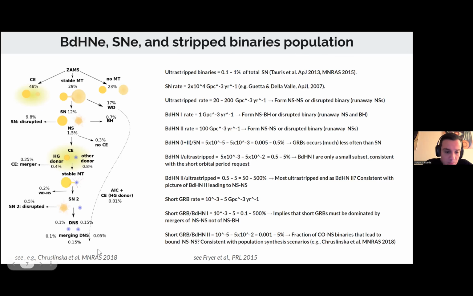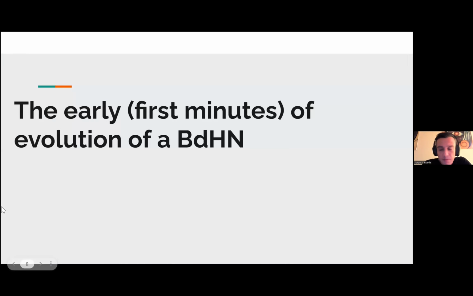I quote here only one paper, but there are many actually, in which you see a binary evolution scenario similar to our scenario. In their case, they focus on the formation of double neutron stars. So these numbers are interesting, but we have to move to the simulations. What are the building blocks of this BdHN system from the point of view of the physical episodes and observables in the GRB?